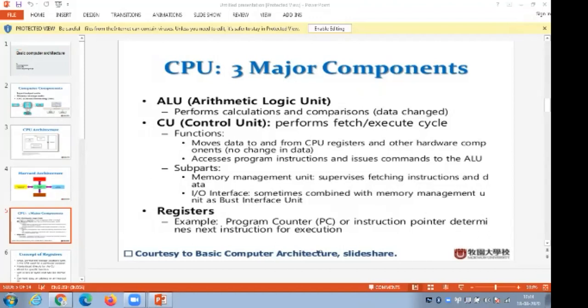When the output is ready, the control unit fetches it, frames it in a certain format, and then gives it to us as an output. That is what a control unit does.